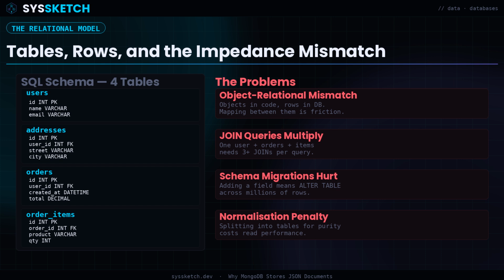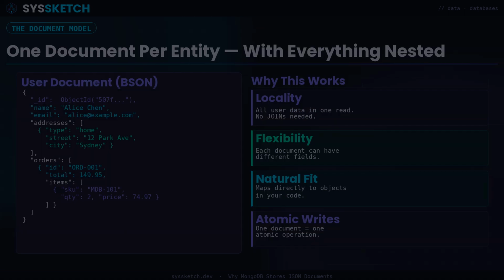Third, schema migrations are painful. When your product changes and you need a new field, you write an alter table statement that locks millions of rows and requires a maintenance window. Fourth, normalization, taken too far, destroys read performance by scattering logically related data across many tables.